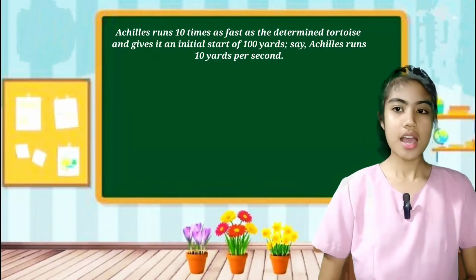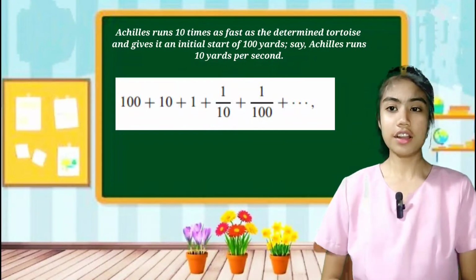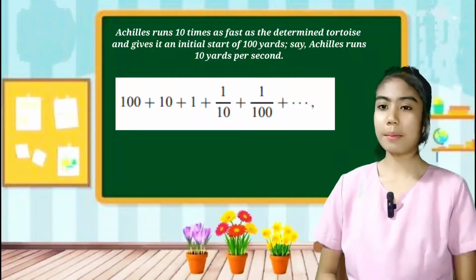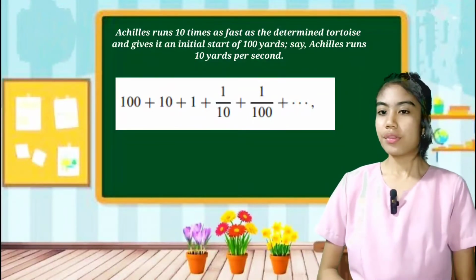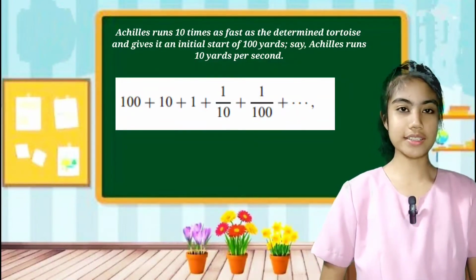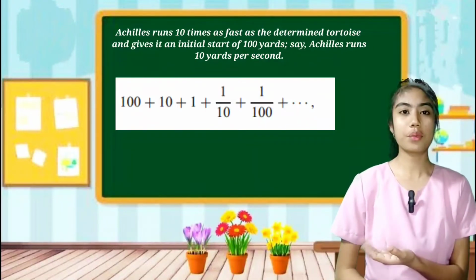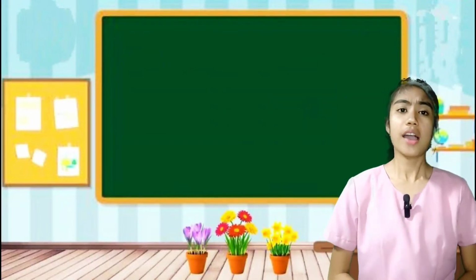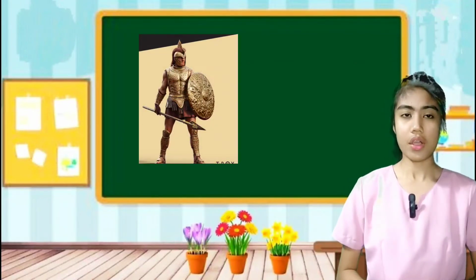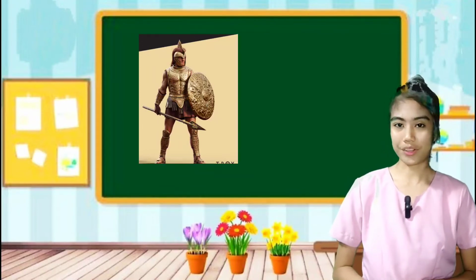Consider the distances he has to cover. They are successively 100 yards, 10 yards, 1 yard, 1 over 10 yards, and so on. So the total number of yards Achilles must travel in order to catch his slower competitor is 100 plus 10 plus 1 plus 1 over 10 plus 1 over 100, and so on. Accordingly, when Achilles has traversed 111 and 1 over 9 yards, he will be dead even with the tortoise, and ahead of him thereafter.